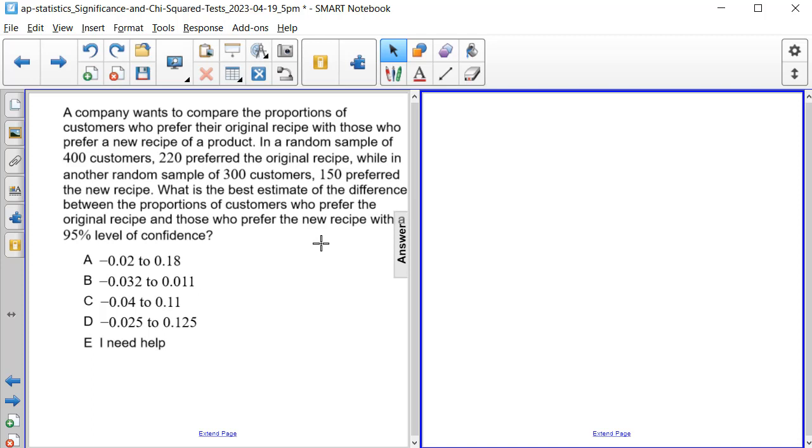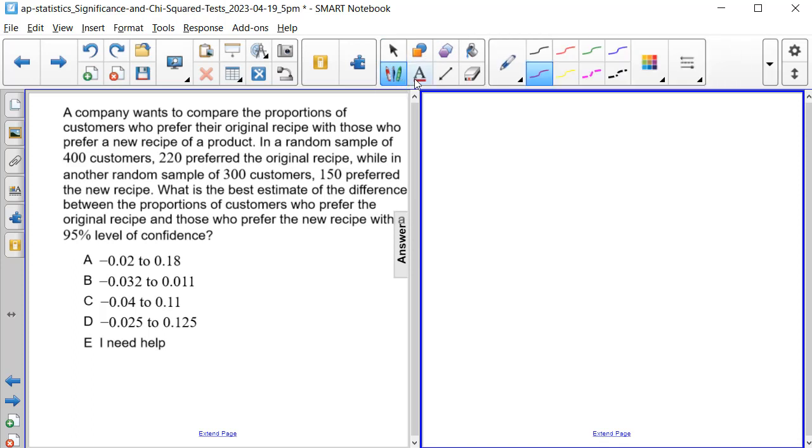What is the best estimate of the difference between the proportions of customers who prefer the original recipe and those who prefer the new recipe with a 95% level of confidence? So this question is asking us to construct a confidence interval for both of these samples.